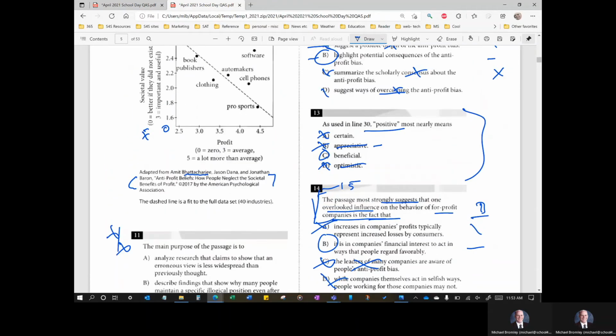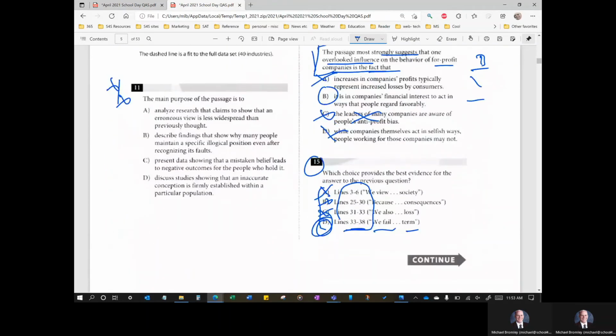Okay. Now I've learned enough about this that I'm just going to go ahead and get this one out of the way. And again, you're using the bubble sheet. So if I skipped 11, I'm answering these. Make sure I'm putting it in the right spot. Analyze research that claims to show, describe findings, analyze research, present data, discuss studies. Well, it does discuss studies. I know that. Let's see.